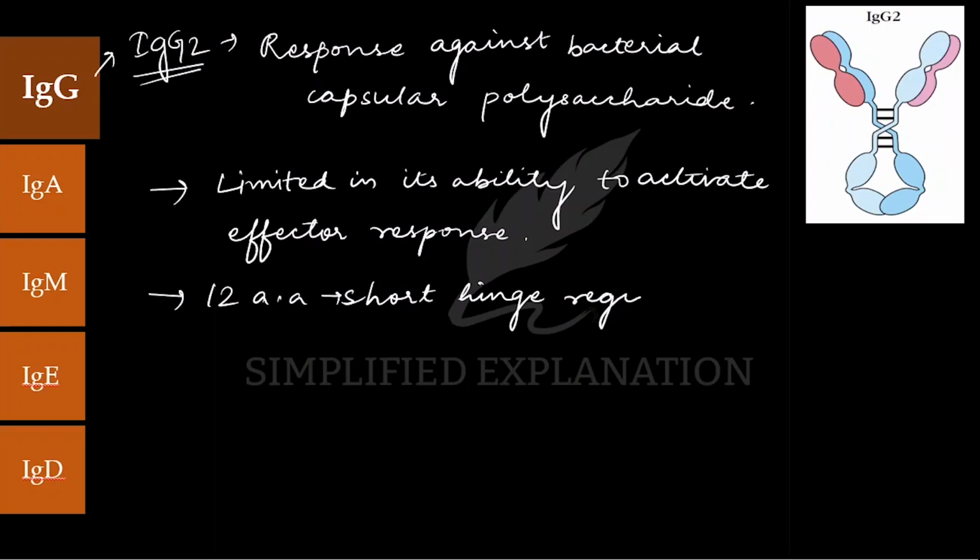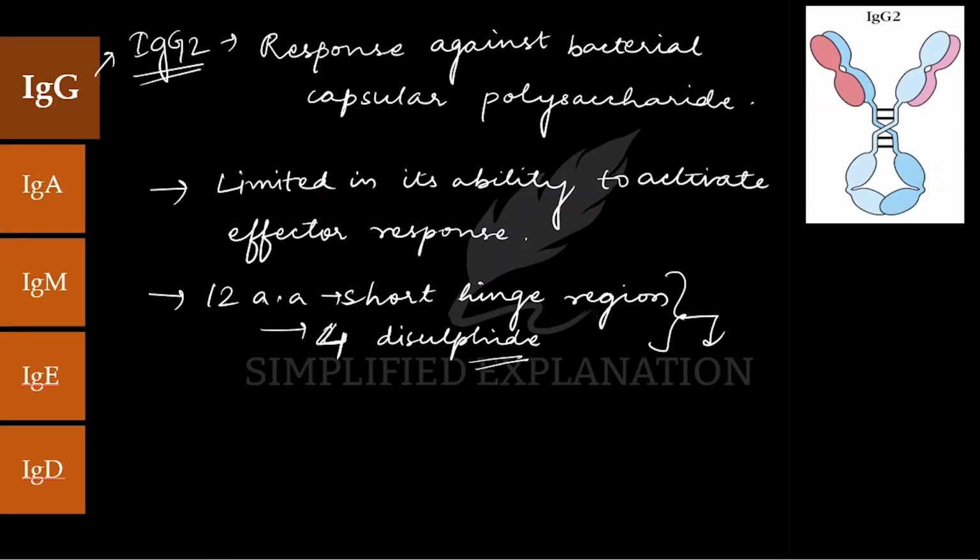And if it is very short and it also has 4 disulfide bonds, as we can see in the diagram, will it be able to be flexible? No, right? Because of the short hinge region and also the 4 disulfide bonds, it becomes very difficult for flexibility.